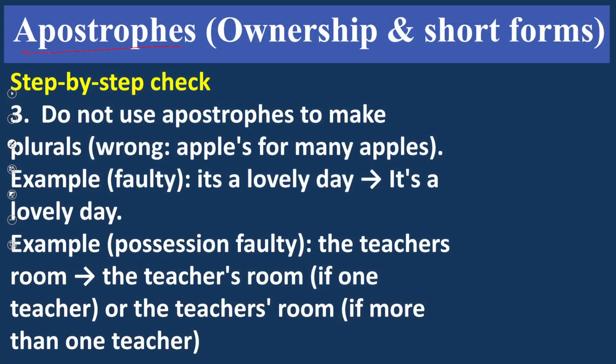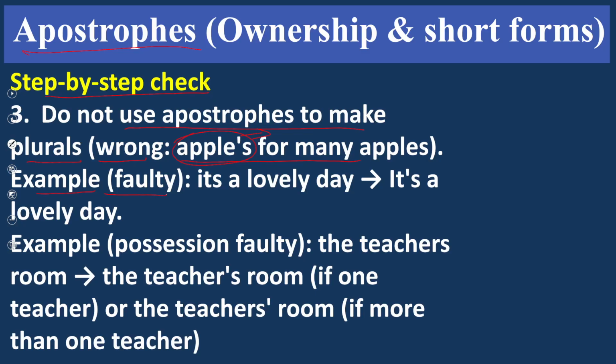Yes, apostrophes, ownership, and now step by step check. We have already checked it. Don't use apostrophes to make plurals. These are the don'ts. Yes, don't use apostrophes to make plurals. Wrong, like apple's for many apples. Yes, it is not the plural form. It is just for ownership. Yes, and ownership of the male, example, ownership of the persons.